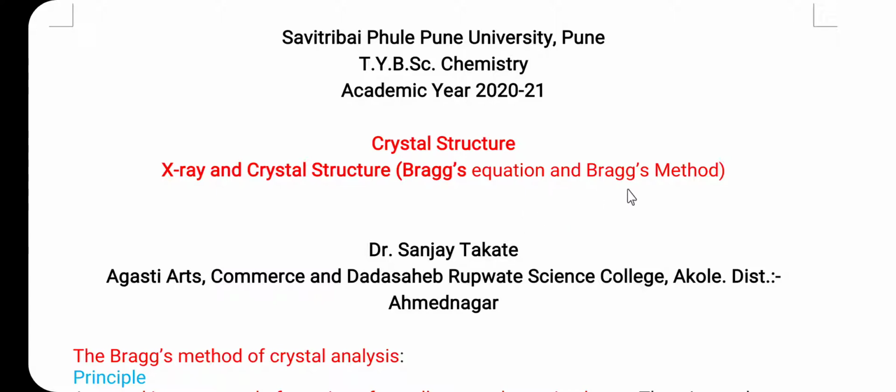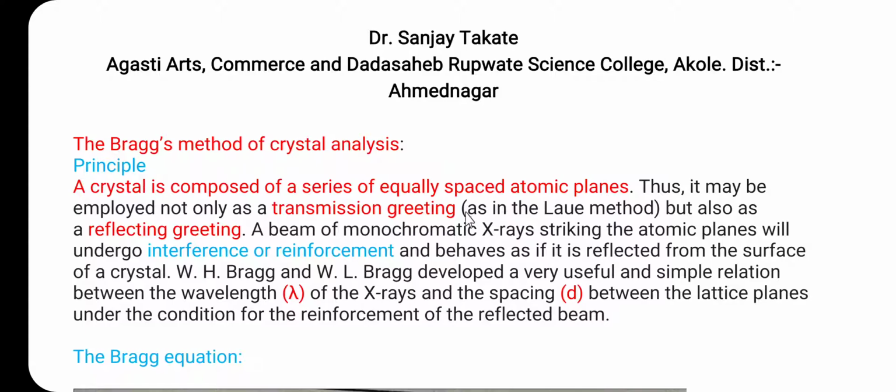the Bragg's method. So first of all, we are going to derive the Bragg's equation, that is n lambda is equal to 2d sin theta. Then we are going to discuss the Bragg's method, that is the Bragg spectrometer. So here, the Bragg's method of crystal analysis.